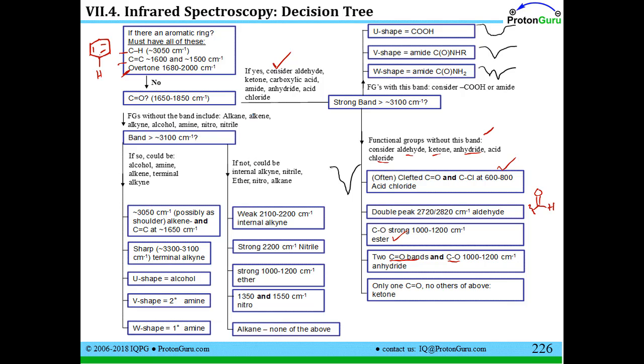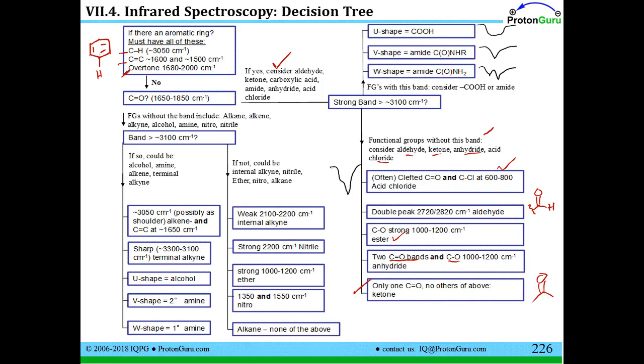Now, suppose you only have the CO double bond and you don't have any of these other features. Well, then perhaps it's simply a ketone. The ketone is a lot like the aldehyde in terms of reactivity and all that, but in terms of bonds that you can stretch and bend, it doesn't have an H right beside the carbonyl. The aldehyde has those CH stretches. The ketone does not.